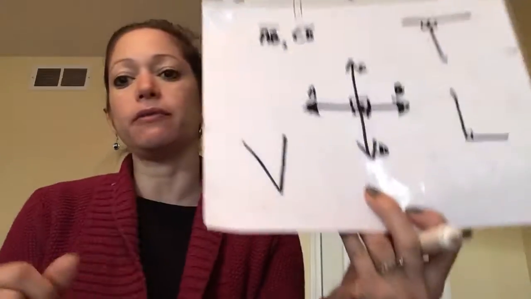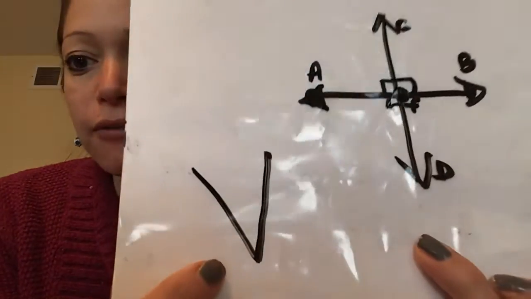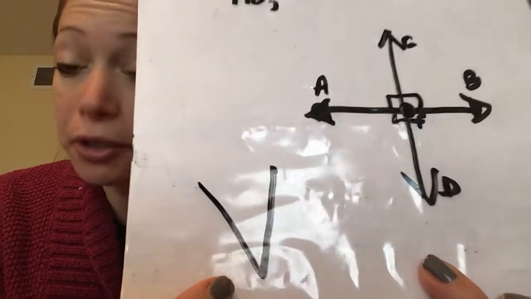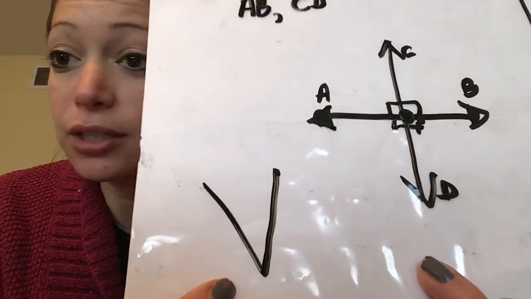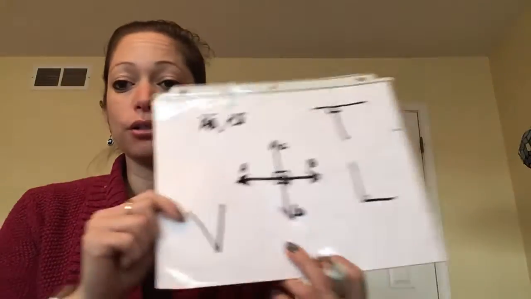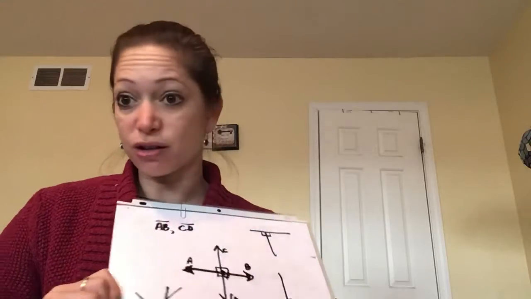Now I want you to look at the V. What do you think about this V? Does this V have any kind of right angles in it? If you said no, then you're correct. Okay, that just looks like an acute angle, just not even close to being a right angle. So V does not work.